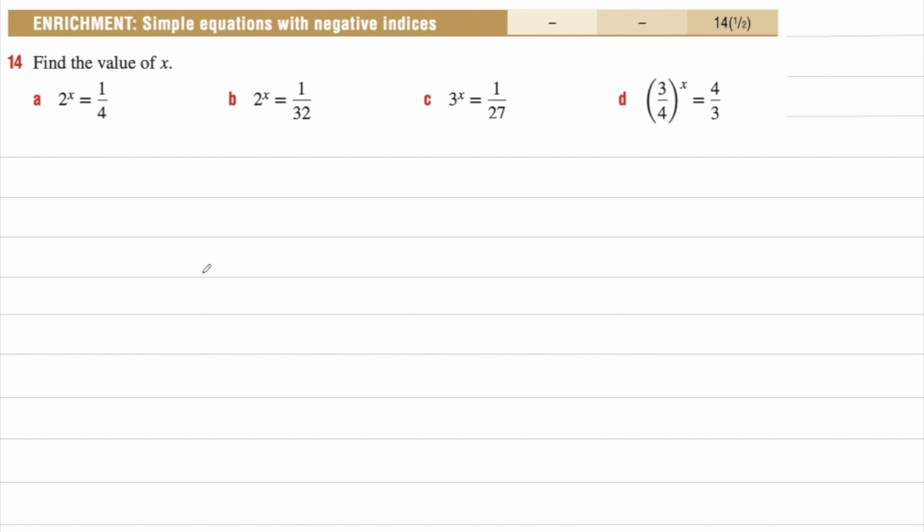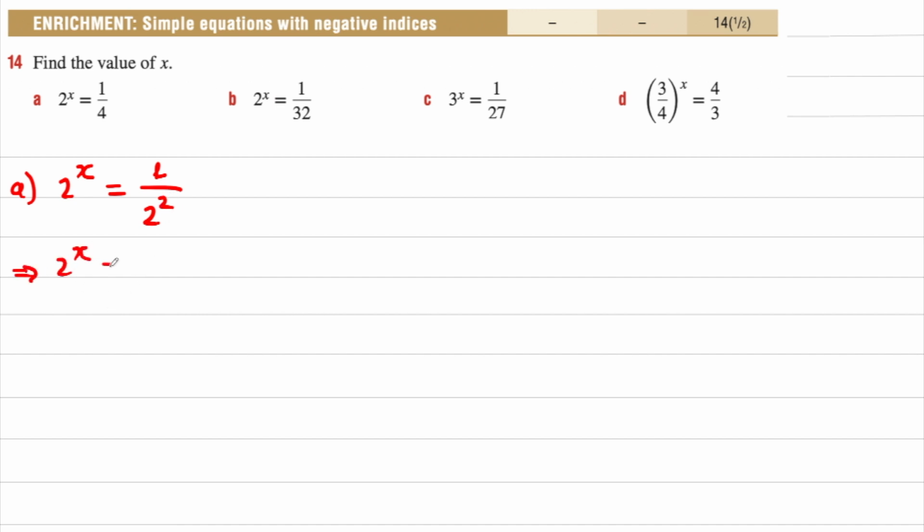About negative indices, you will have equations, and the form of the power equation or exponential equation is not easy. For question 14 in the slide, you can see the first question, A. 2 to the power of x equals 1 over 4, and step by step I will convert the right-hand side to a power with base number 2. 1 over 4 means 1 over 2 squared.